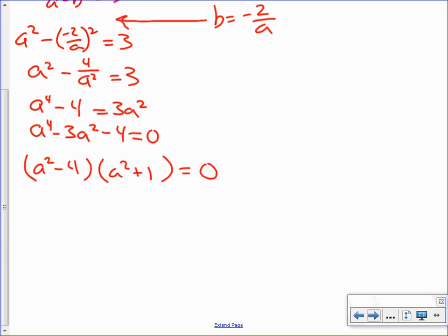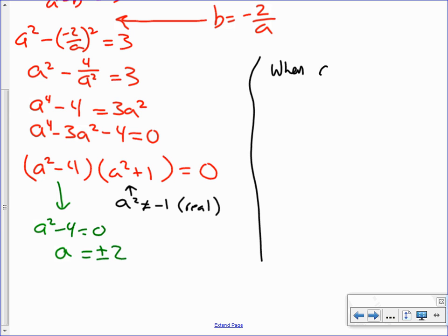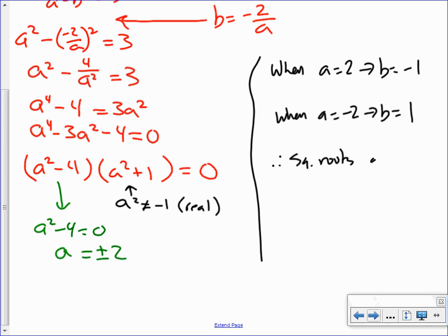Right? Over here, this one could be a root, but you would end up with a squared equals negative 1. It can't be, because we're looking for the a term, which has to be real. So the other one is the only one we use. So a squared minus 4 is 0, so a is equal to plus or minus 2. When a is equal to positive 2, b is equal to negative 1. When a is equal to negative 2, b is equal to positive 1. So the two roots are 2 minus i and negative 2 plus i.